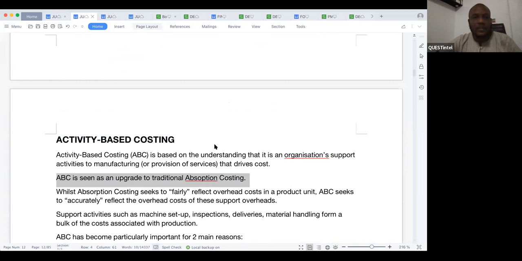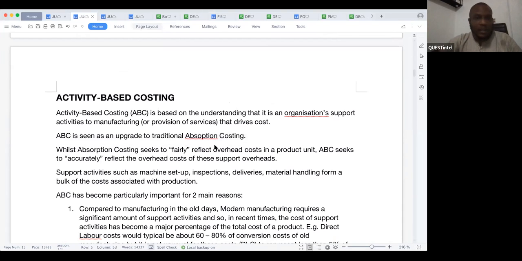All right, so activity-based costing, we say ABC is based on the understanding that an organization's support activities to manufacturing or the provision of services drive costs. So it is the support activities that are driving the costs that an organization is incurring in achieving its product.